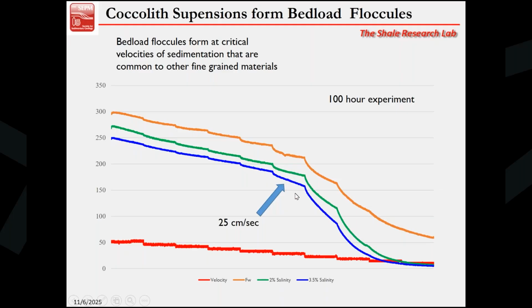So basically, the bed load floccules form at critical velocities of sedimentation that are common to other fine-grained materials. And I expect, and I've already shown this before, this happens regardless of mineralogy. It's just when things get small enough, they want to flocculate.